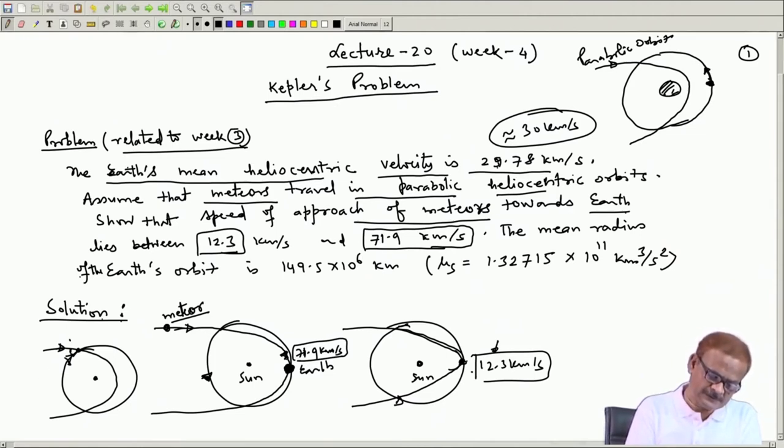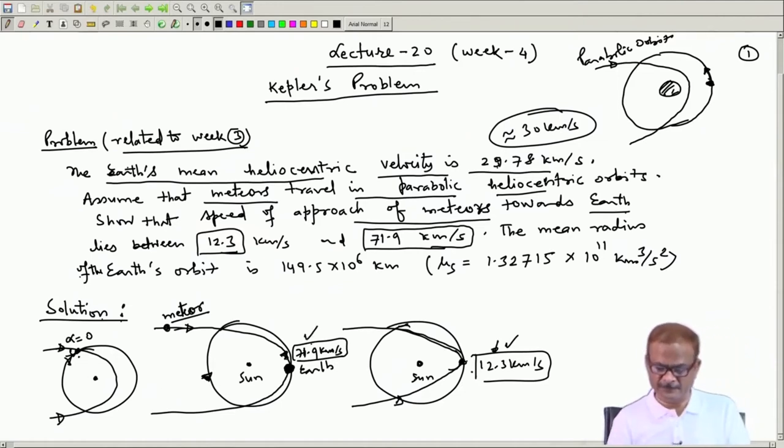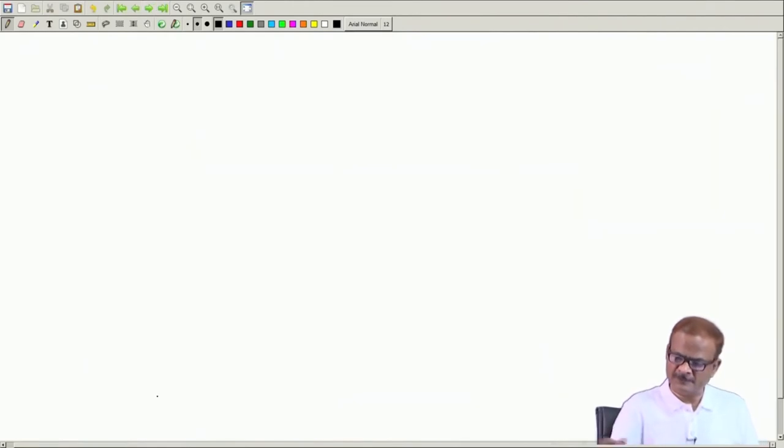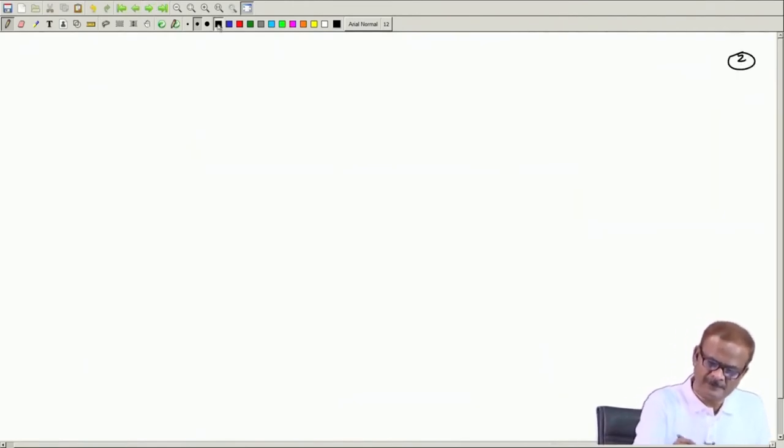If I write this angle as alpha, then alpha equals 0, so the impact velocity will be 12.3. On the other hand, if the impact takes place with the meteor going from this place and meeting here, it will be in the opposite direction and then the impact velocity will be 71.9 kilometers per second. This we have to show, and this is a very simple problem, but understanding is required.